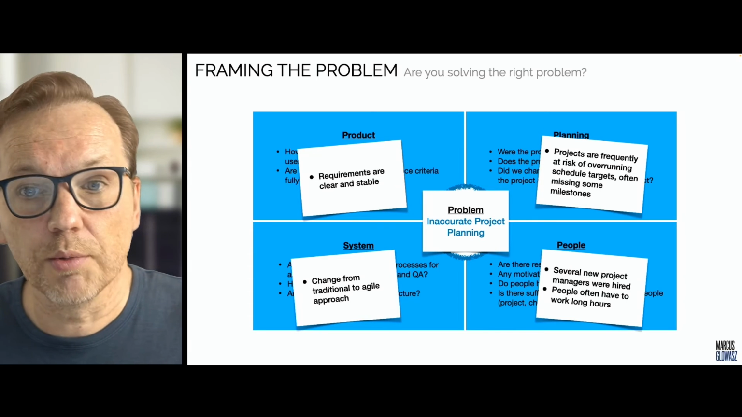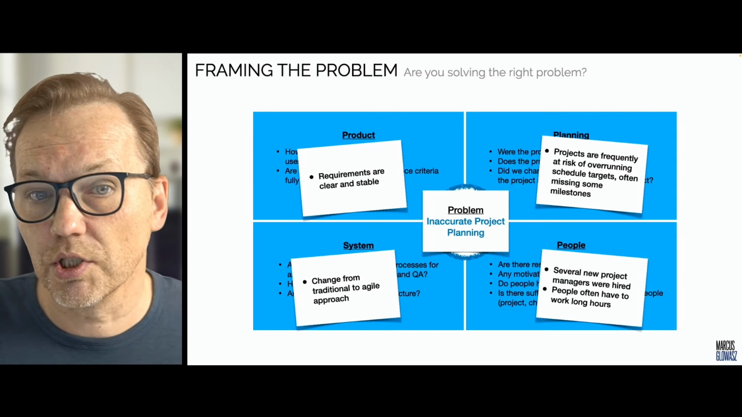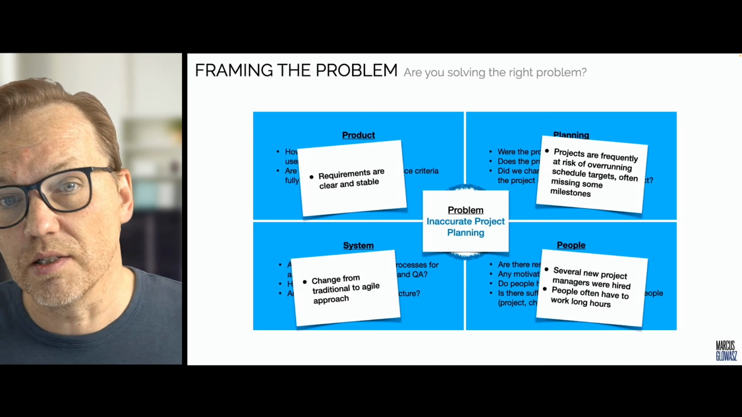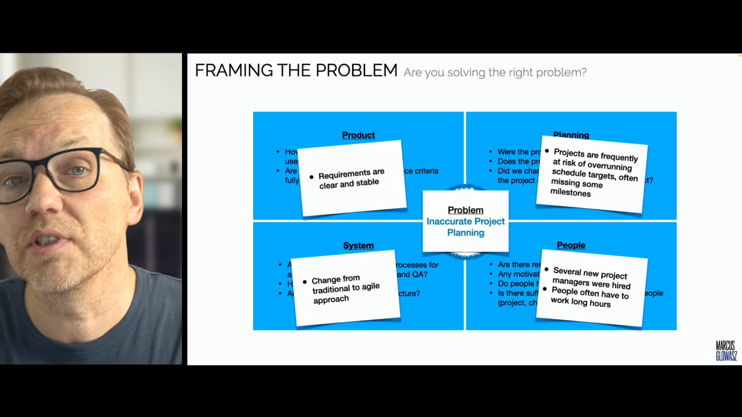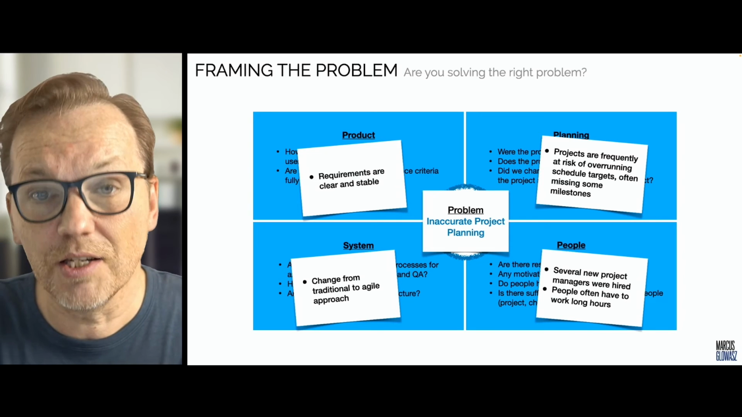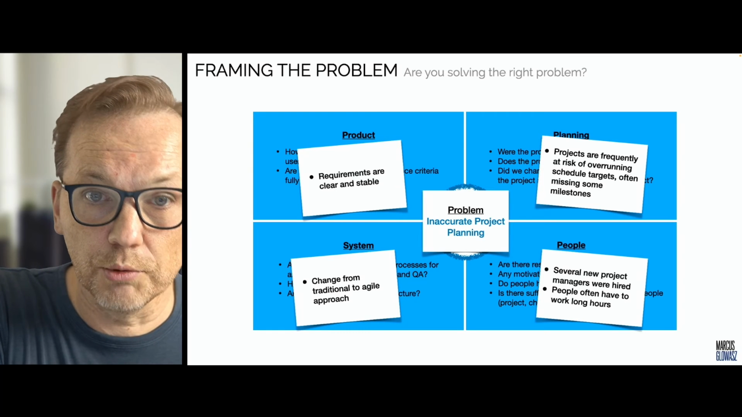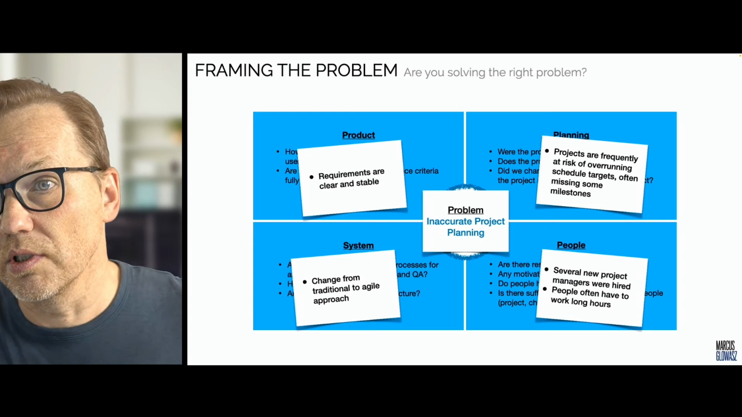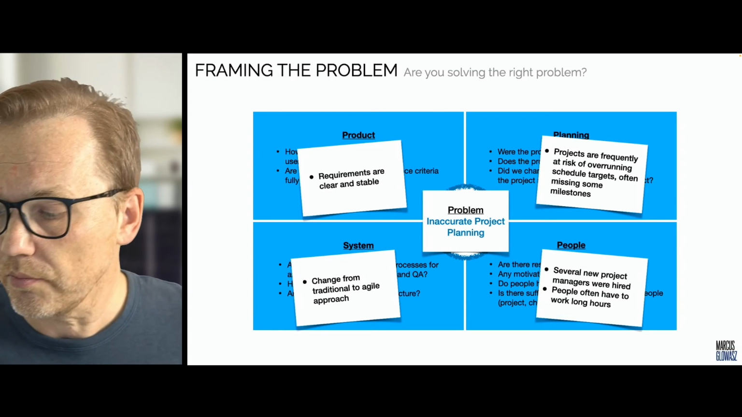And as a result, people often have to work long hours, right? And on top of it, there's a change from a traditional to an agile approach, which probably just adds to the turbulence in these projects. So the problem that we ultimately, through this whole reframing, identified is something else than what we originally perceived as one. The quality issue is rather a symptom, and that is the problem that we need to look at.